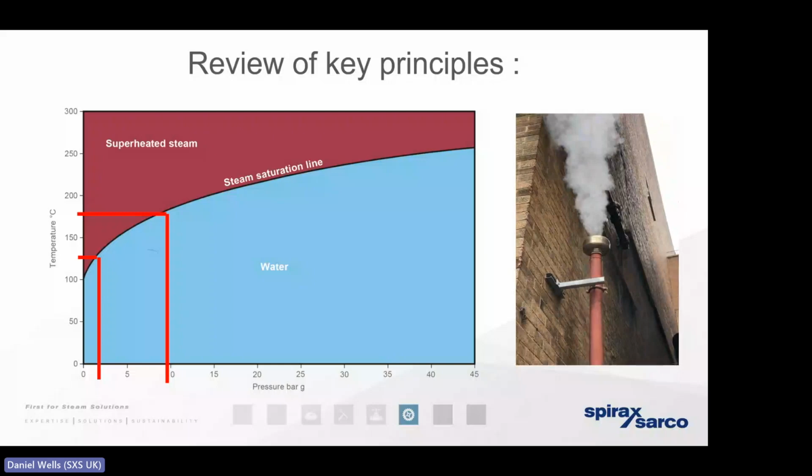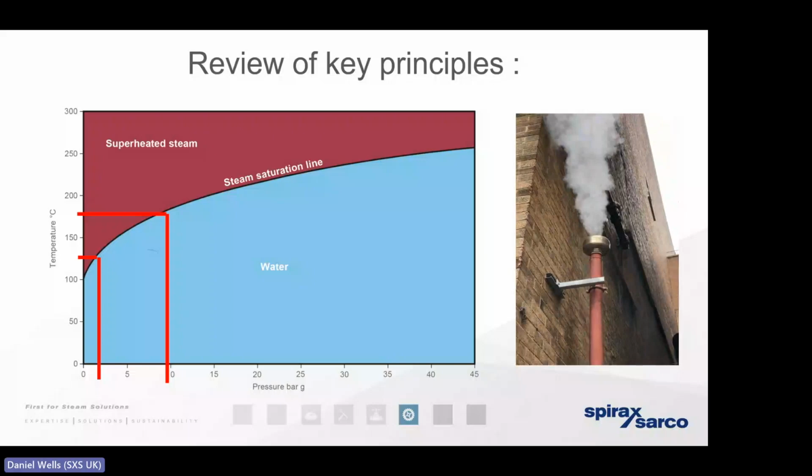But again, we're going to have a significant amount of energy that's being lost. So it's really important that we keep an eye on those flash steam vents because it gives us a really good understanding of the overall health of the wider steam trap population.